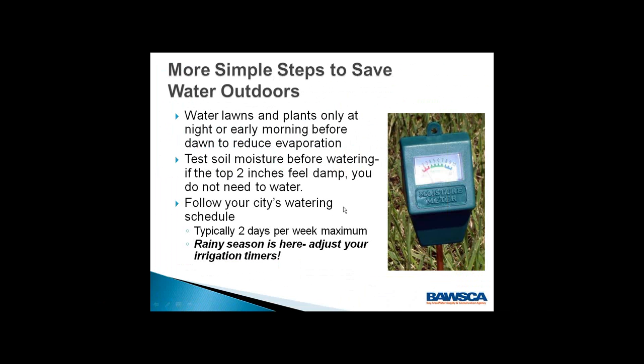And also, it's recommended that you follow your city's watering schedule, typically 2 days per week maximum. And you know, the rainy season is here. We got some significant rain in December and January, so adjust those irrigation timers accordingly. You don't want to water too much if it's raining.